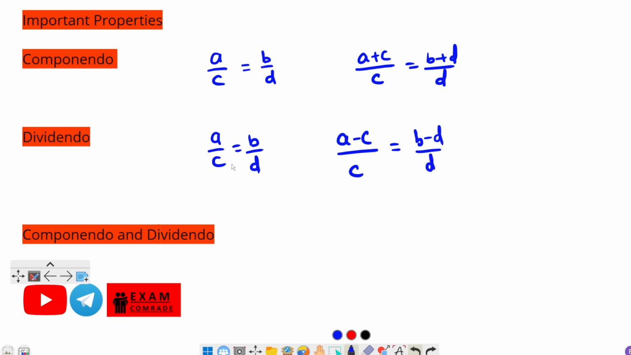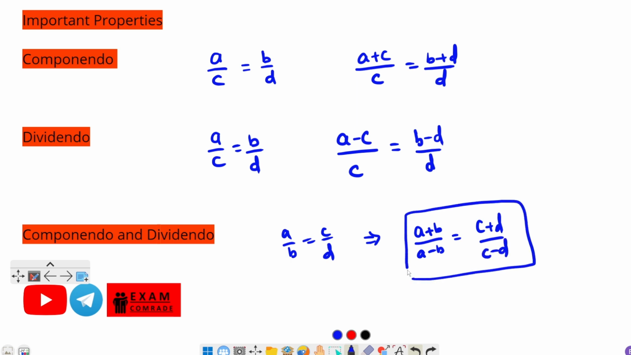Okay, componendo dividendo is the combination of both. If A by B is equal to C by D, then we can write A plus B by A minus B equal to C plus D by C minus D. This is very useful thing which will reduce a lot of time in the examination.